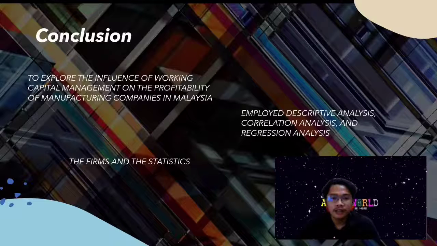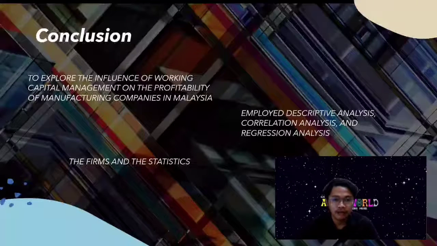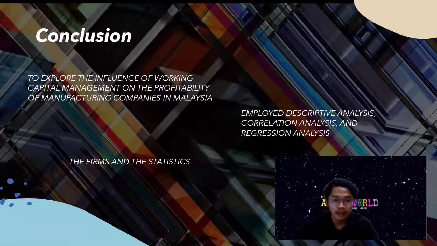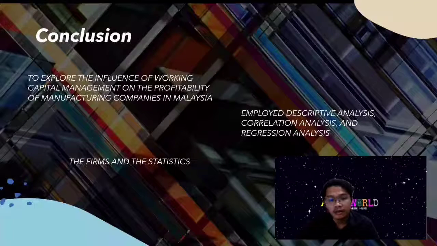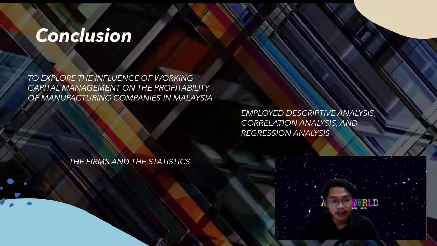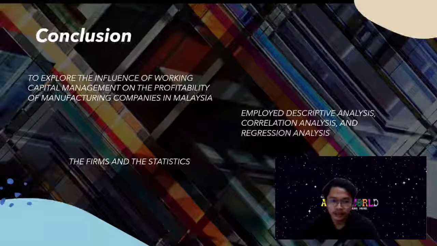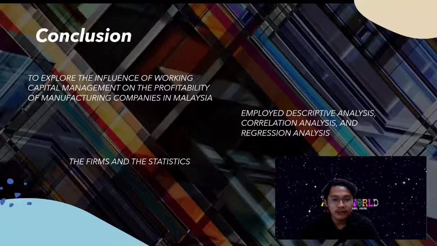This study was designed to explore the influence of working capital management on the profitability of manufacturing companies in Malaysia, utilizing the literature's primary theoretical framework. The firms were picked based on economic criteria using a stratified method of sampling. The statistics are obtained using secondary data from Bursa Malaysia and Datastream related to the years 2006 to 2020. We also employ descriptive analysis, correlation analysis, and regression analysis to meet the aims of the study.